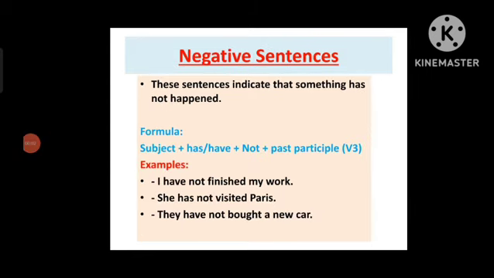Second is negative sentences. These sentences indicate that something has not happened. So the formula of these sentences is subject plus has/have plus not plus V3. Look at some examples also. I have not finished my work. She has not visited Paris. They have not bought a new car.